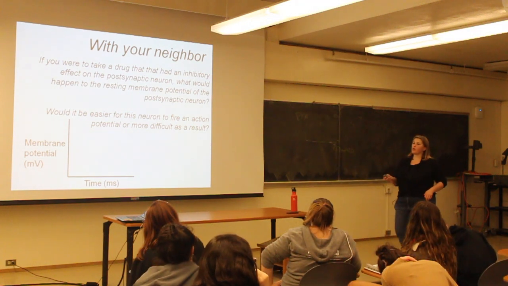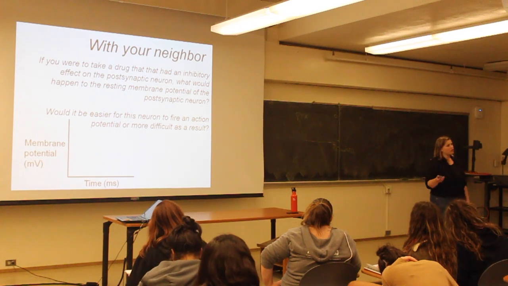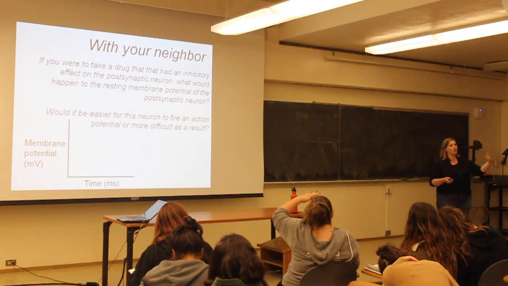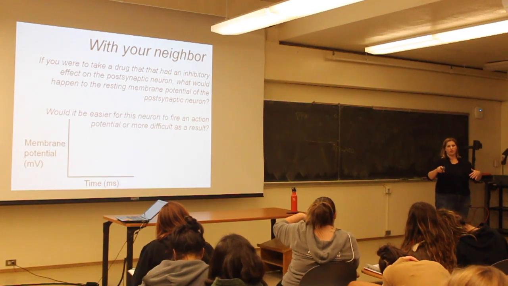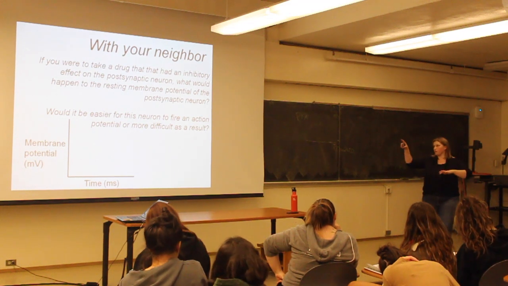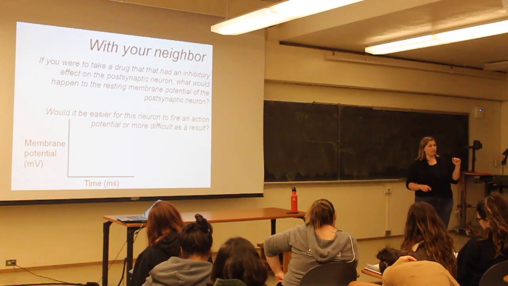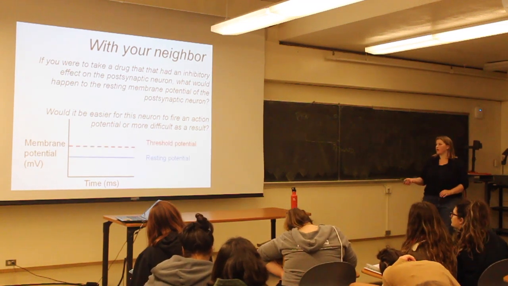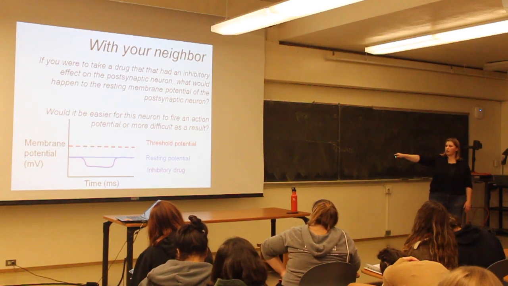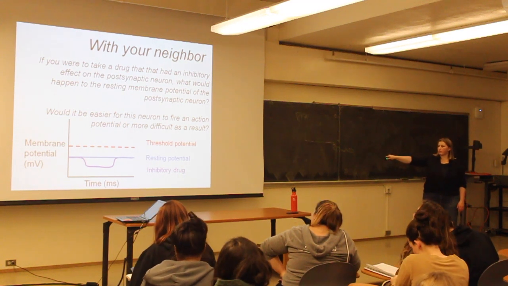So, if you were to take a drug that had an inhibitory effect, what do you think the graph would look like of the resting membrane potential now, compared to what we saw earlier? With the new line of the cell that has had this drug, would it be lower or higher than our previous resting membrane potential? Lower, that's right. So now, when we treat the neuron with an inhibitory drug, our resting membrane potential was previously here, but now it's actually going to be lower.